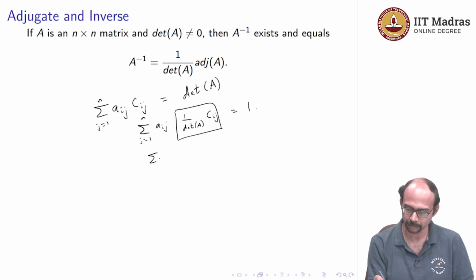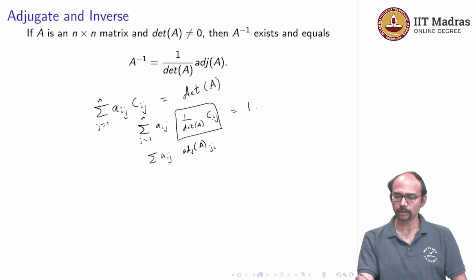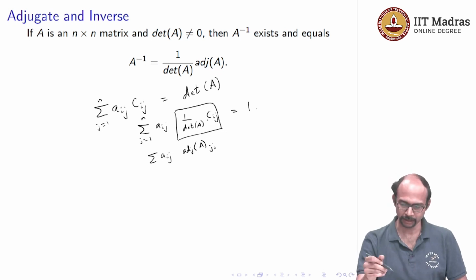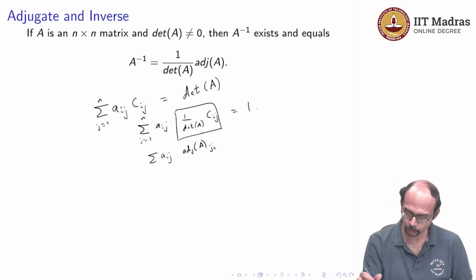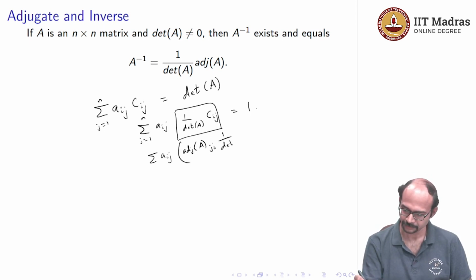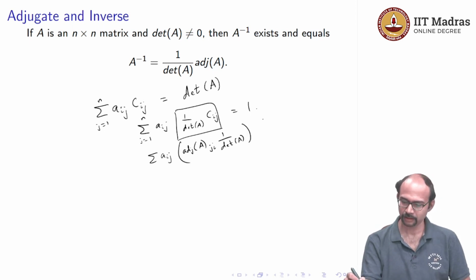Okay. And now we can write this term over here as the jth term of the adjugate. So, this is the same as the summation of a_ij times adjugate of A_ji. Why is that? Because C_ij transpose, my bad, including the determinant of A, sorry. So, this times 1 by determinant of A.